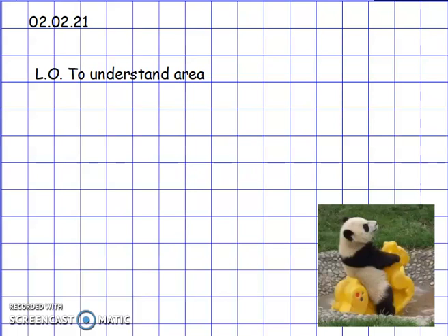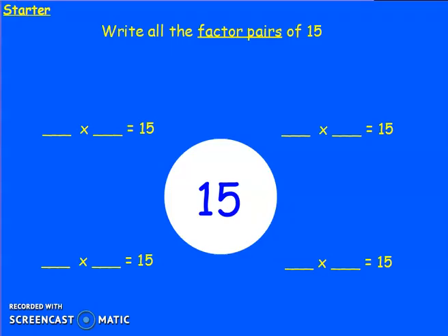Welcome back. Have you got your pencil ready? Let's get going. Our starter activity is asking us to write all the factor pairs of 15. Can you remember what factor pairs are? The factors are the numbers that we times together to get the answer in a multiplication calculation. So how can we make 15?